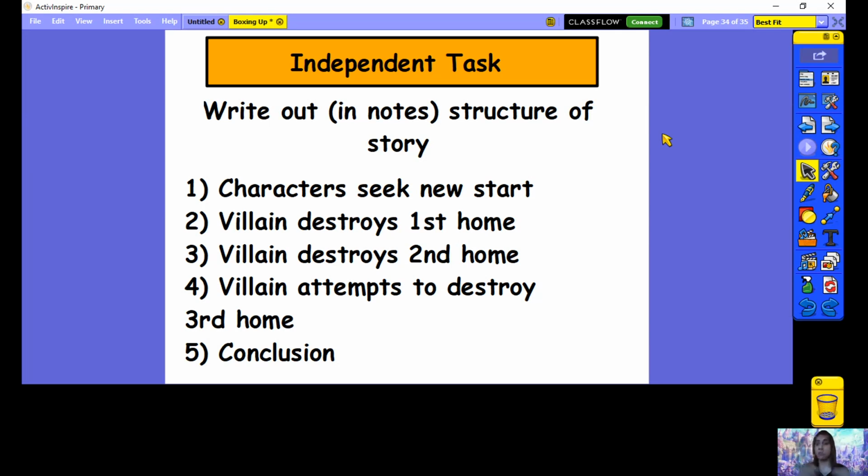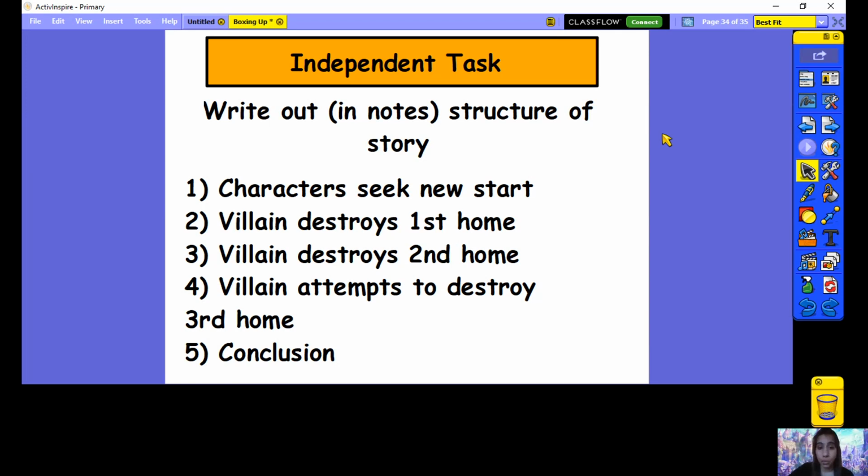Second, the villain. Who is the villain? How does he destroy the first home? Third, again, who's the villain? How does he destroy the second home? Fourth, the villain attempts to destroy the third home. Does it work out for him? If not, what happens? And then what does the main character want to do at the end?